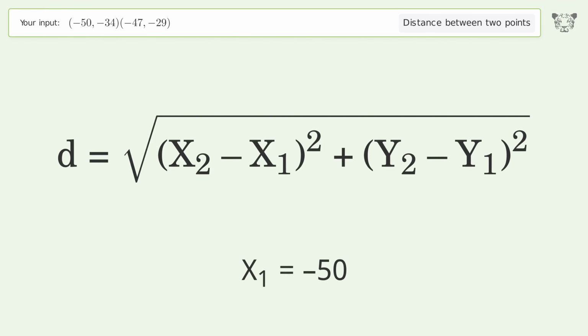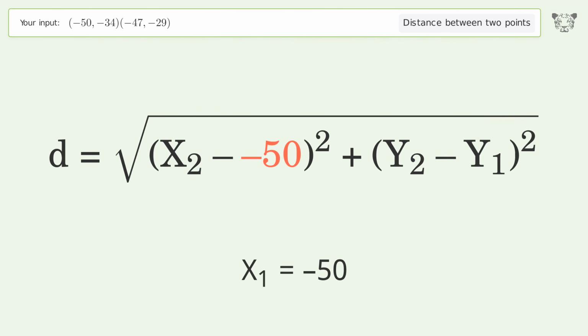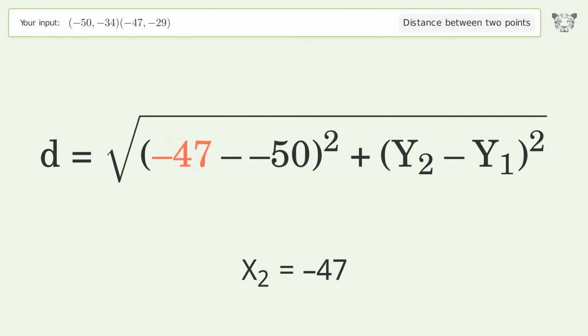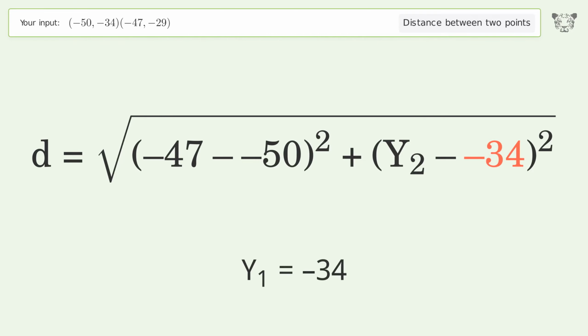x1 equals -50. x2 equals -47. y1 equals -34. y2 equals -29.